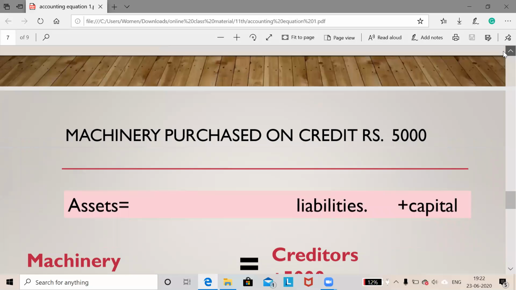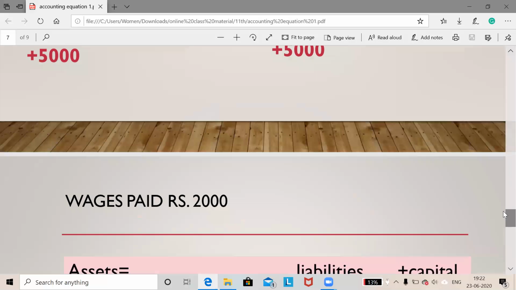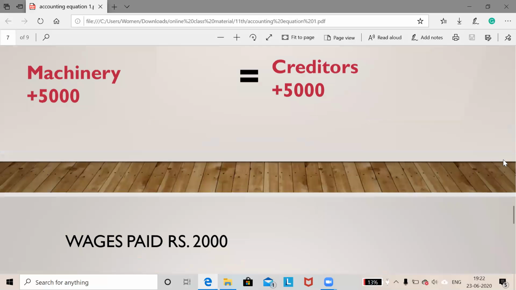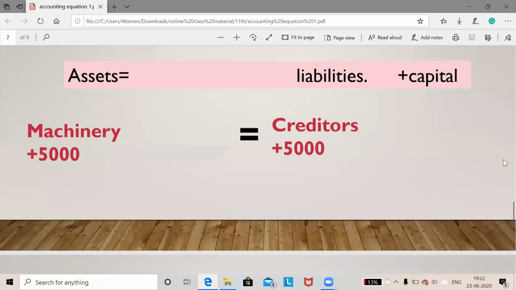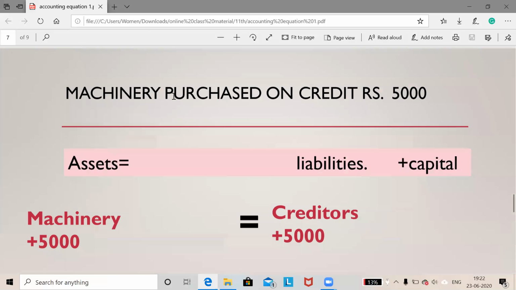Second transaction, machinery purchased on credit. Here the two accounts are related. One is machinery, purchased on credit. This is not a cash transaction. This is a credit transaction.